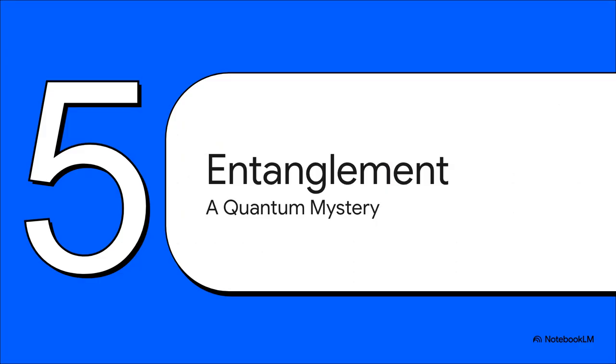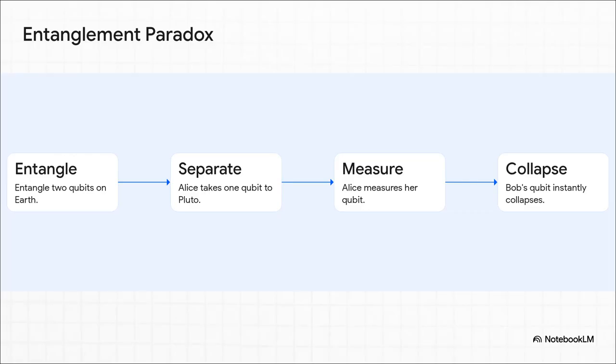Section 5. Entanglement, a quantum mystery. Now, this final abstract phenomenon has a notoriously difficult and mysterious flair to it, but it's incredibly powerful. Let's just walk through a quick thought experiment step by step. Imagine we have two qubits here on Earth, and we perfectly entangle them so they exist in a shared superposition. Basically, they'll always yield identical measurements.